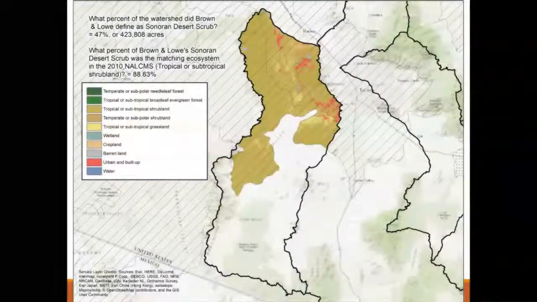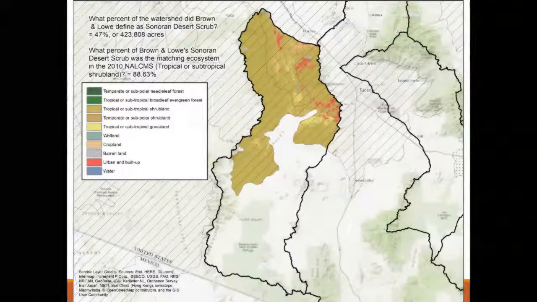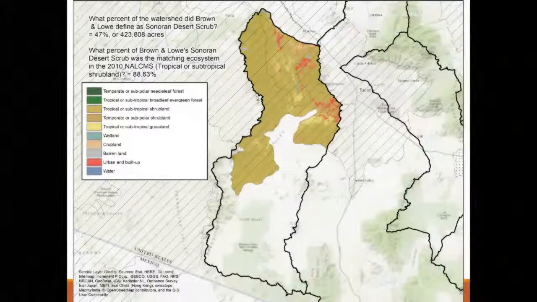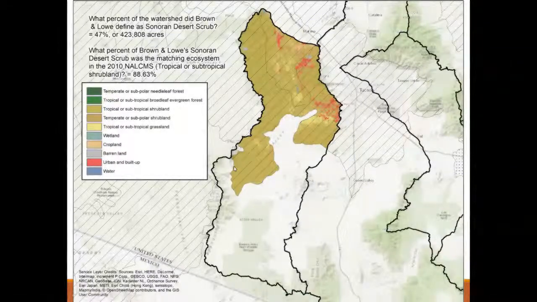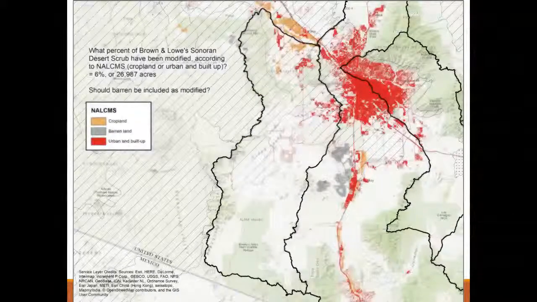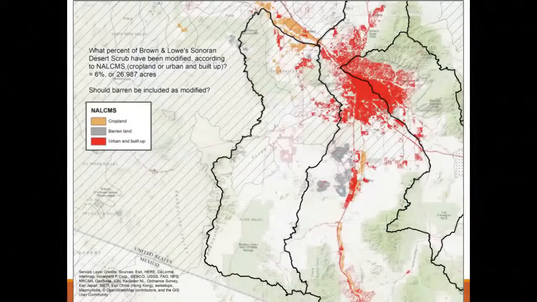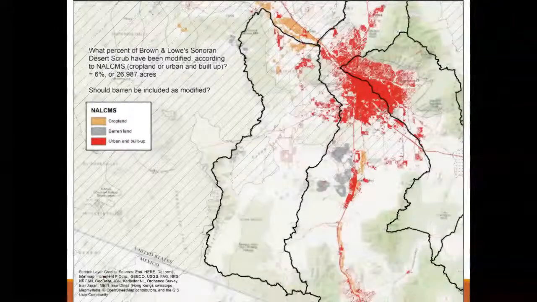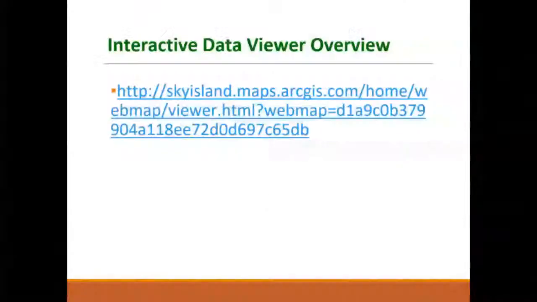And there are also similar questions for Sonoran Desert Scrub. So this is the area that Brown and Lowe mapped as Sonoran Desert Scrub, and when we crosswalked that with this NALCMS data set, we included anything that was tropical or subtropical shrubland that was representing Sonoran Desert Scrub. So 88% of what they mapped is still Sonoran Desert Scrub, essentially. And we did the same modification calculation for Sonoran Desert Scrub as we did for grassland.